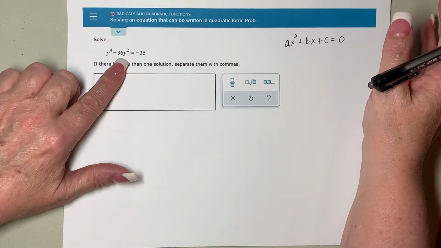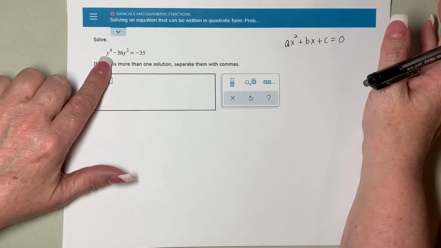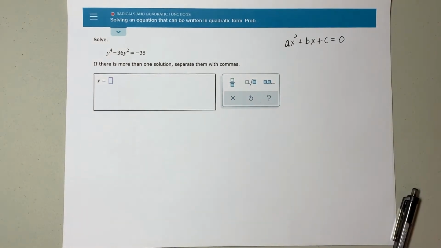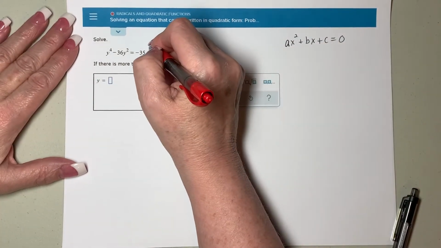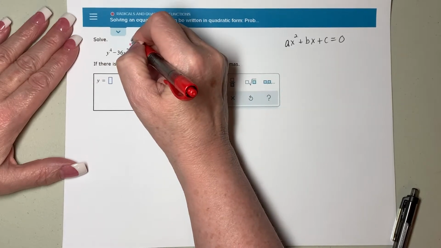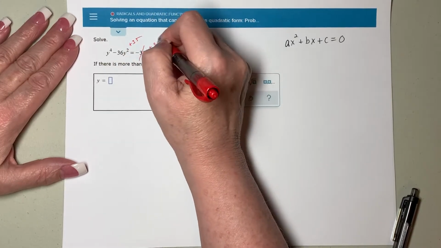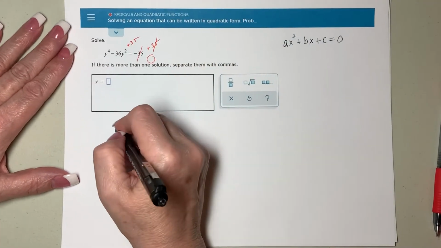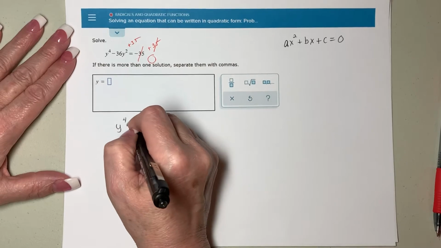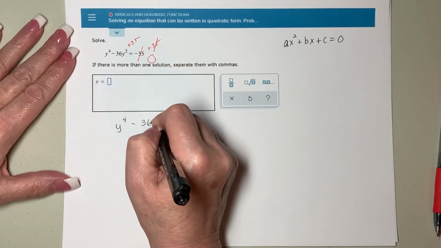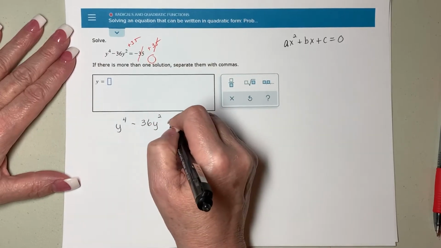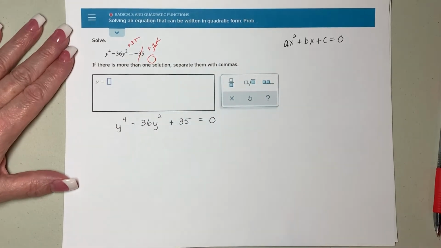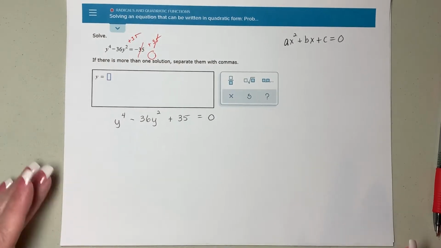Now I see a y squared, but I also see a y to the 4th, and I don't see an equal to 0. So that's the first thing I'm going to deal with. I'm going to add 35 to both sides. That way over here it cancels out and this side becomes 0. So what I'm going to have is y to the 4th minus 36y squared plus 35 equals 0.